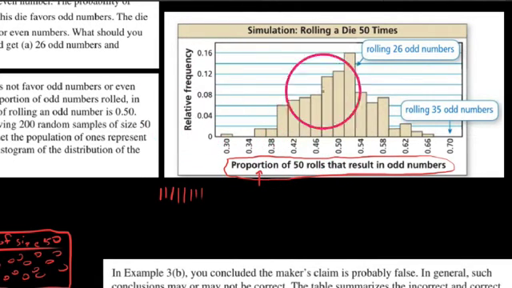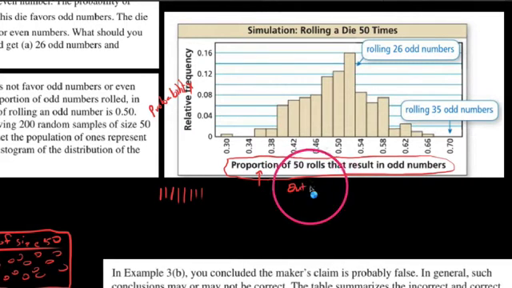And what you would see here is this distribution, where we say that our relative frequency is over here on the left. Another name for a relative frequency, of course, is the probability. And I'm going to write this over here. And now at the bottom, it says the proportion of 50 rolls that result in odd numbers. But this was out of 50 rolls.